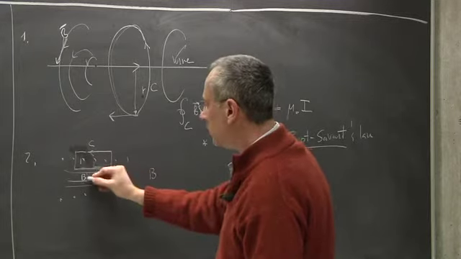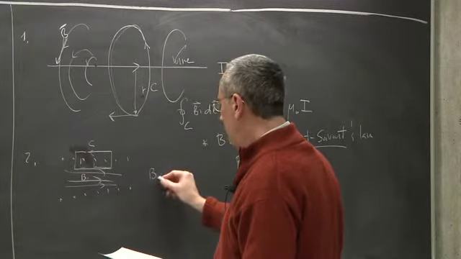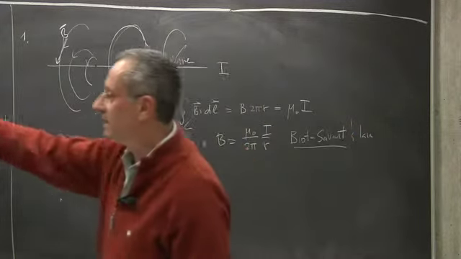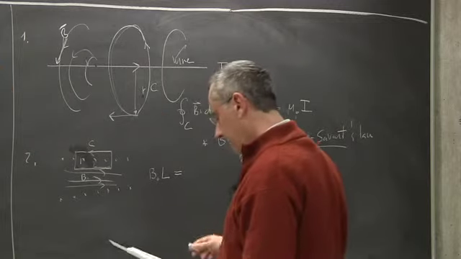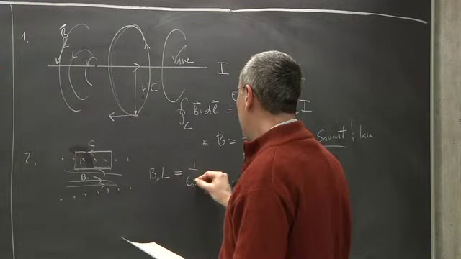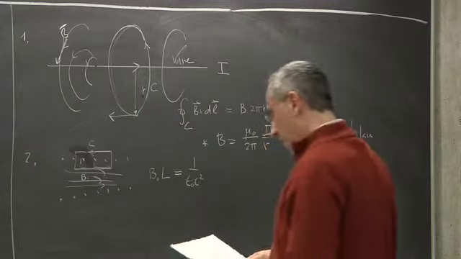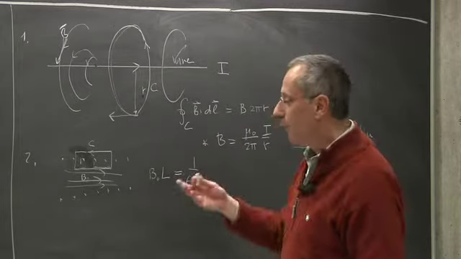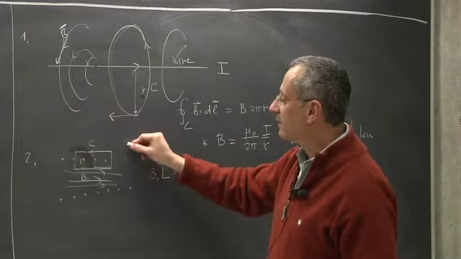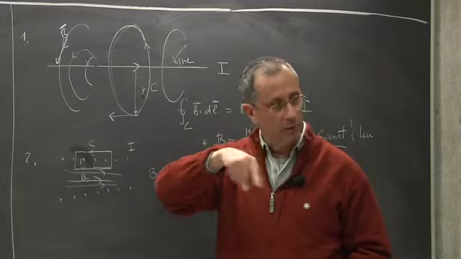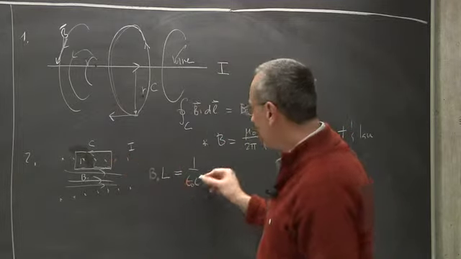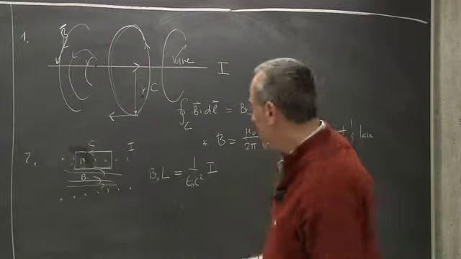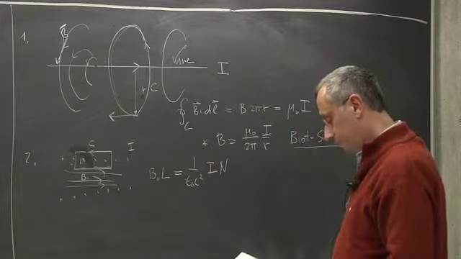So you get this B, let's call it B naught, because it's constant, times the length of this path. And this is the integral. And this equals mu naught, or 1 over epsilon 0 c square, times the current crossing the surface defined by this. How much is the current? I'm running a fixed current I, but through many turns. So I get I times the number of times the wire goes around.